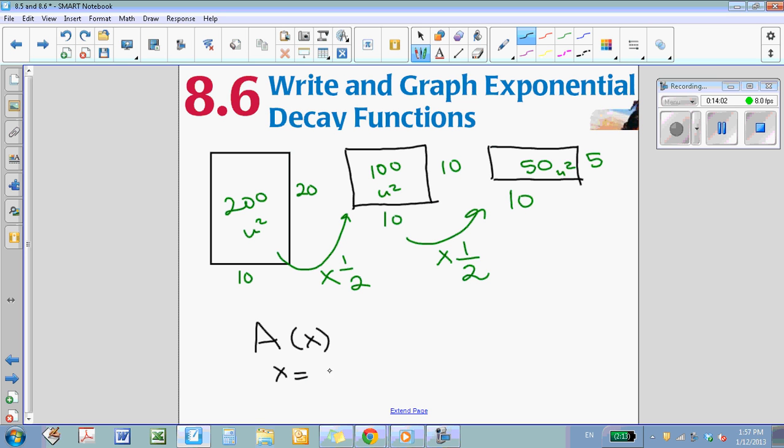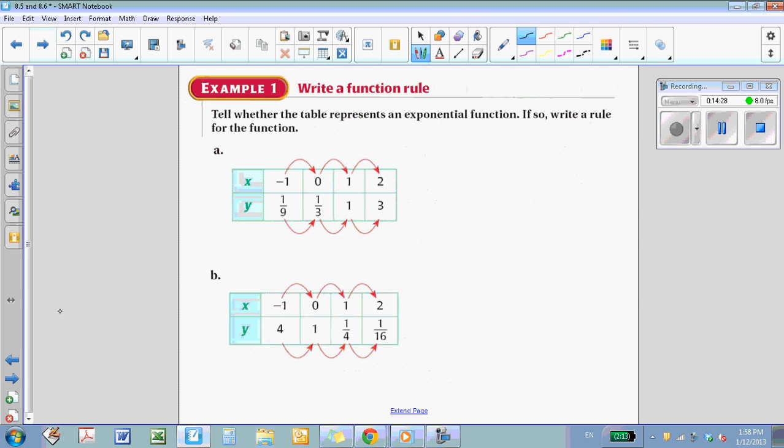x will be the number of folds. It's exactly the same that we did before. Our very initial area is 200, right? So if you have 0 folds, if you don't have any folds, it's 200. And then I'm multiplying by 1/2, so my base is 1/2, and it's to the power of x. So that's really it. There's not a big difference. The only difference is that now it's multiplied by half.